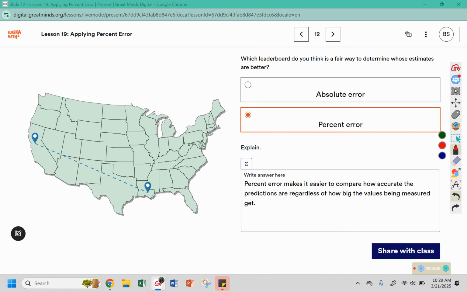So let's say, for example, you were 5 off in a situation of 10. Well, you're pretty far from the actual answer. But if you were only 5 away and the actual quantity was in the thousands, that's not as big of a deal.